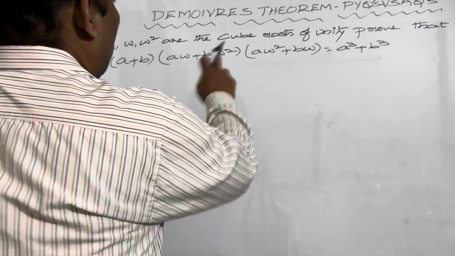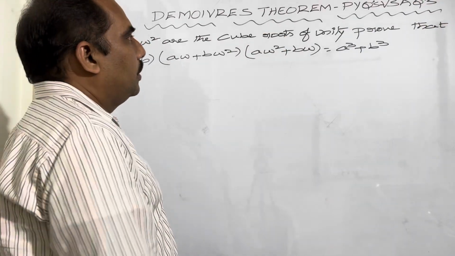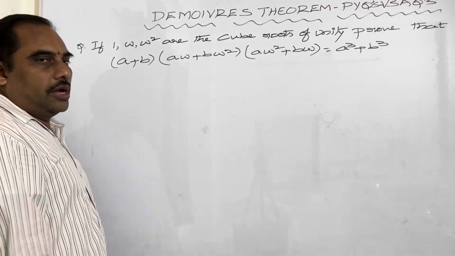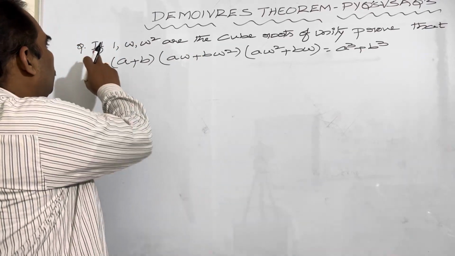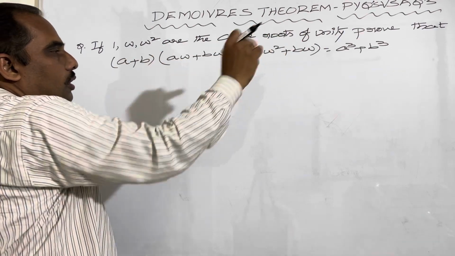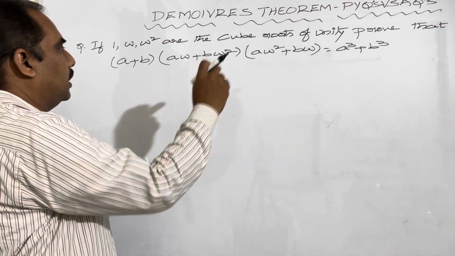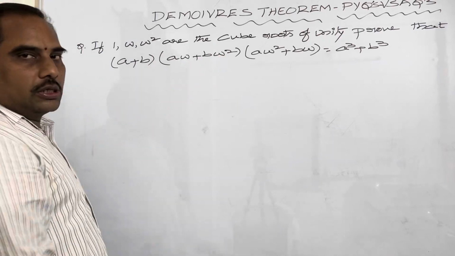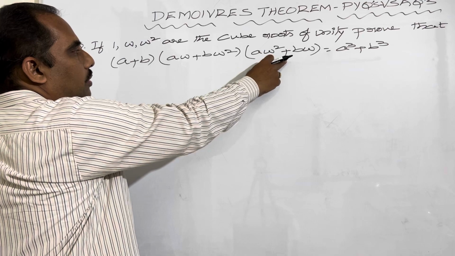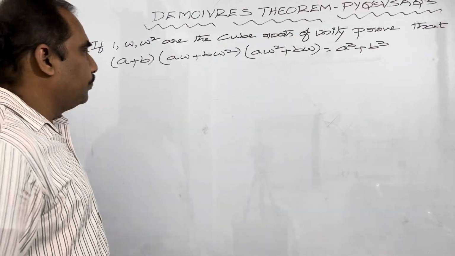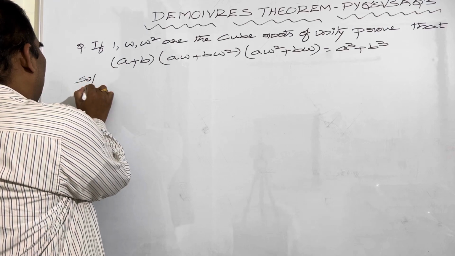In this video we are going to discuss De Moivre's theorem, PYQ, VSAQs. So many times repeated in the examinations. The question is, if 1, omega, omega square are the cube roots of unity, prove that (a plus b)(a omega plus b omega square)(a omega square plus b omega) is equal to a cube plus b cube.